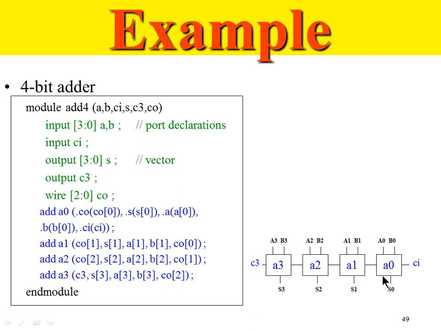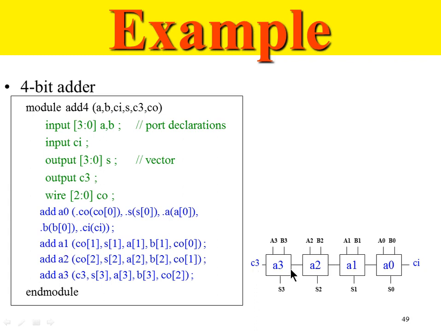Carry out of A0 goes to CO0. S goes to the 0th bit of S. A is mapped to the 0th bit of A. A is the input for the adder. B input is mapped to the 0th bit of B. Ci is mapped to Ci, the incoming carry input. So this is the adder, first stage. Ci goes to Ci of the adder. A goes to A0 bit. B goes to B0 bit. S goes to S0 bit. Carry out goes to CO0 bit.